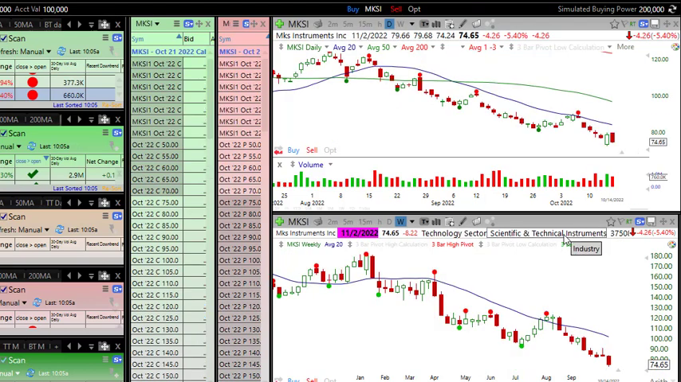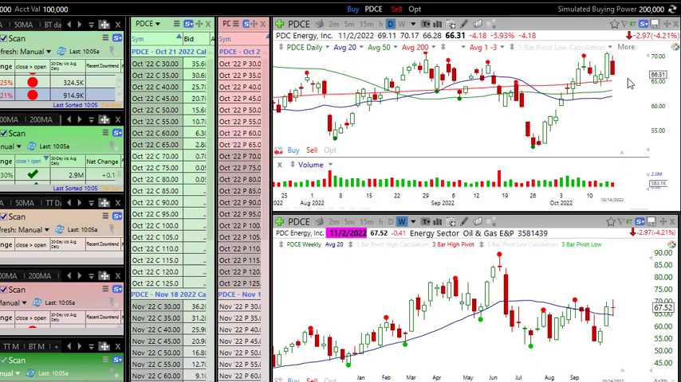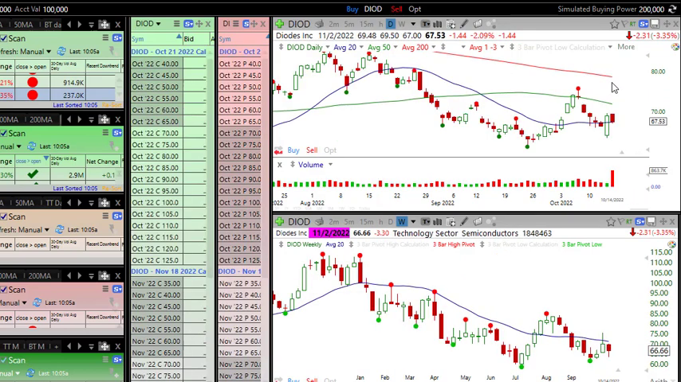This one, power downtrend, MKSI, no interest. MSM, we can find better, but if you want, set an alarm near the day's high. This one, retracement way too deep, no interest.